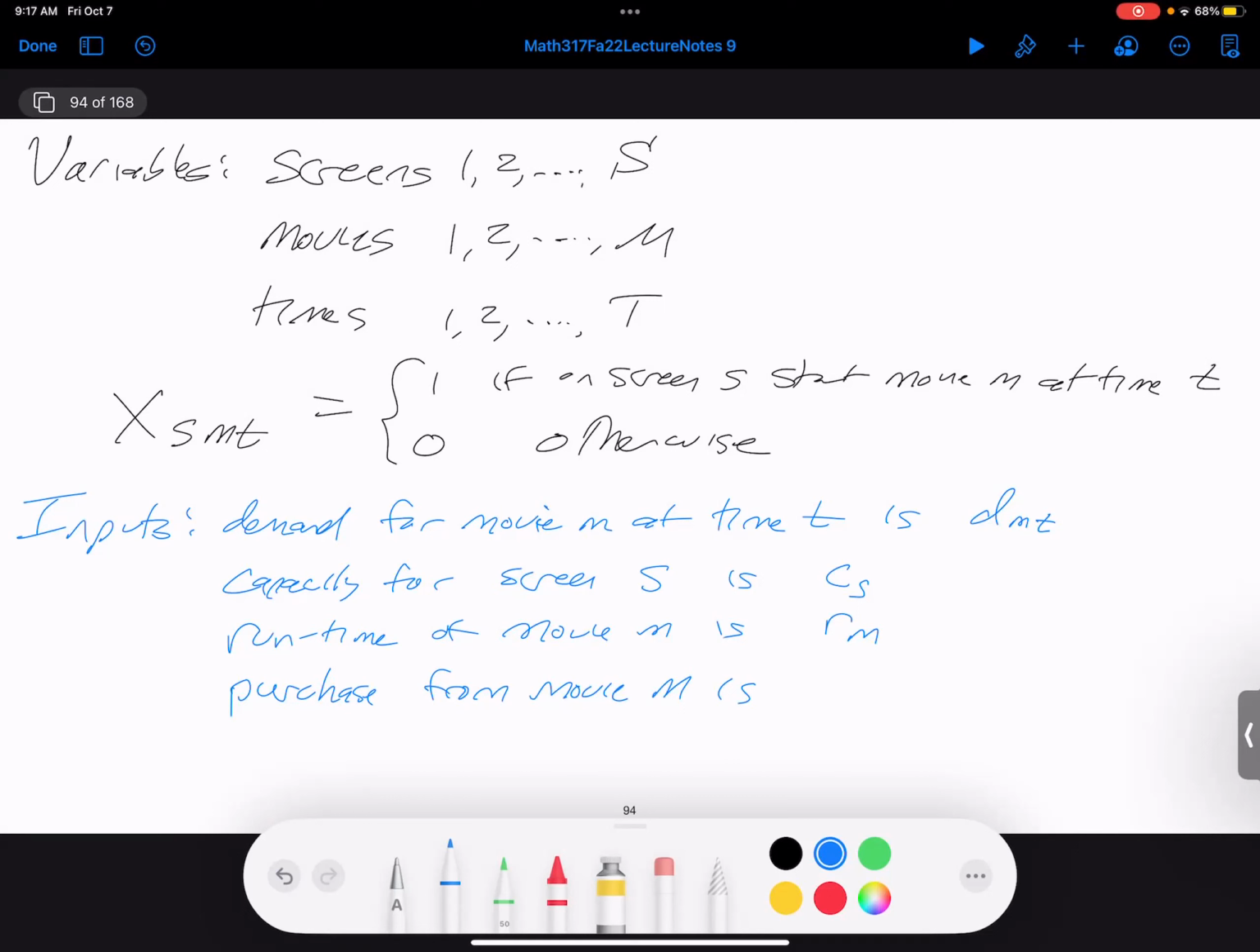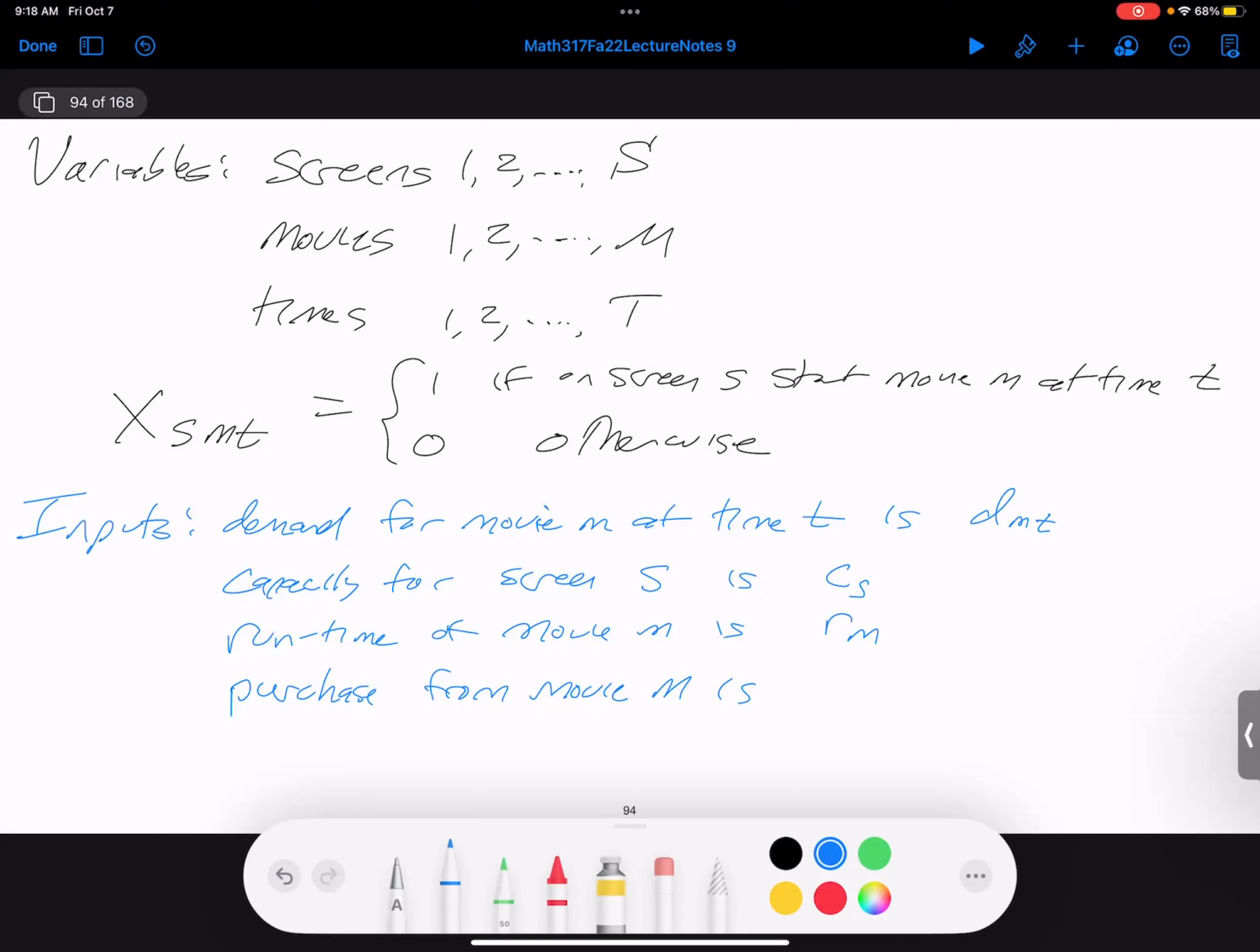So who's actually been to a movie theater? Not in a while. Sometimes they have the 3D movies, and those might cost a little bit more. So they might have the 3D version of Star Wars versus the regular version of Star Wars. In a situation like that, you would have different ticket prices.